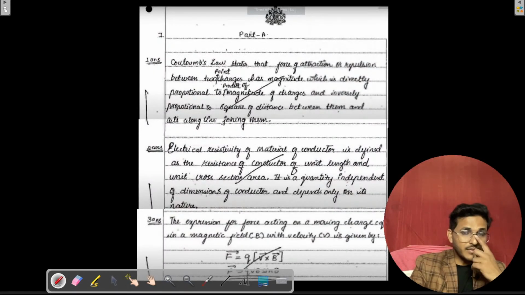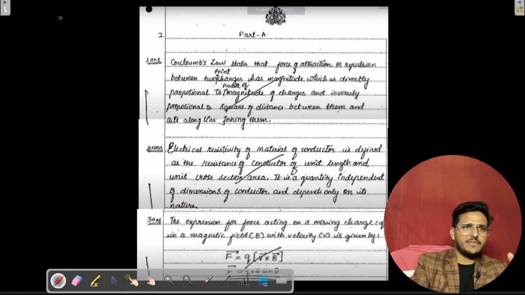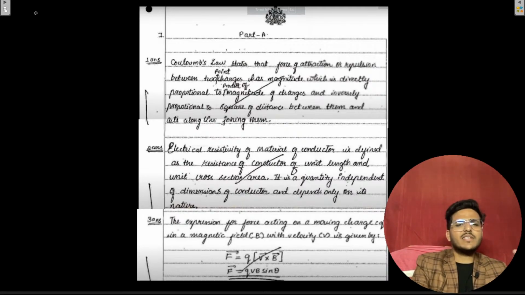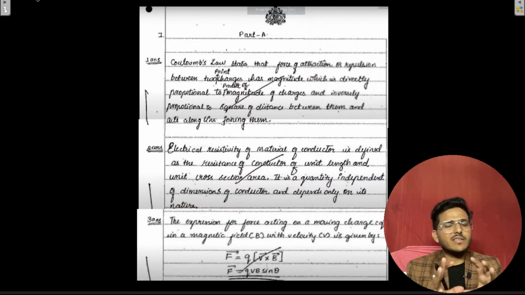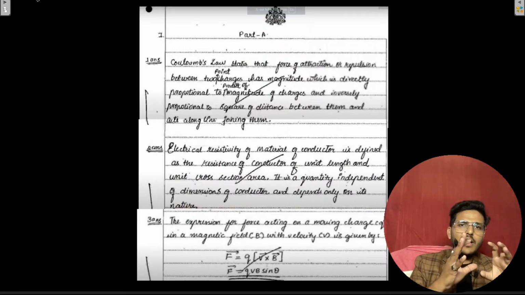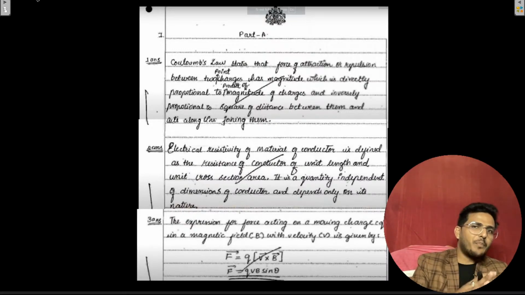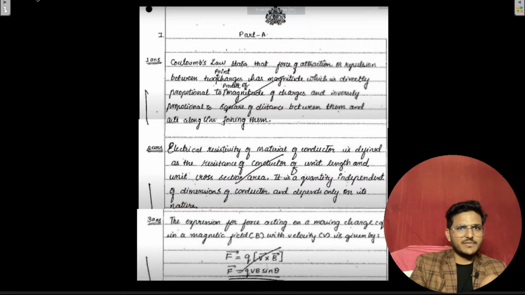So see how to write. Very clear, impactful, and not giving too much data. Why am I saying not too much data? Just read the question and answer that question in the proper manner, what they ask.